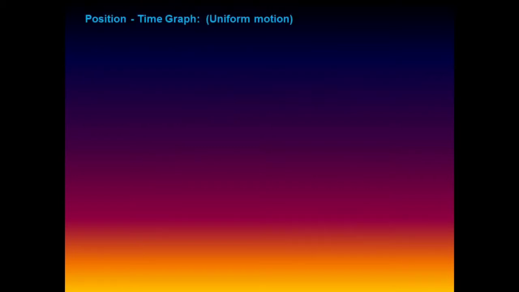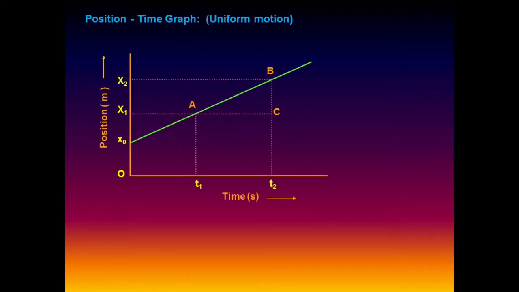Now the next one is the position time graph for the uniform motion. Suppose you have taken an object in uniform motion, how will it be? What is the uniform motion we said? Yes, it covers equal distances in equal time intervals, right? So the position time graph of an object in uniform motion along a straight line path will be a straight line inclined to the time axis, as you are seeing on the screen.